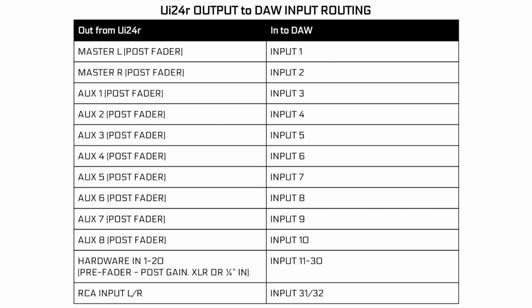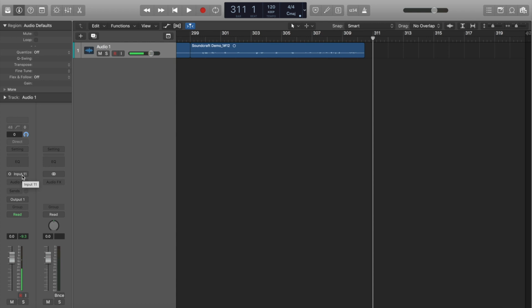And then your hardware inputs are 1 through 20. These are the ones you're most commonly going to be using, input 11 through 30 on your DAW inputs. And then your RCA inputs, or your line in inputs as they're labeled, are input 31 and 32 on your DAW side. So looking at Logic, if I want to record my first input, my first XLR quarter-inch combi jack, I will choose input 11.